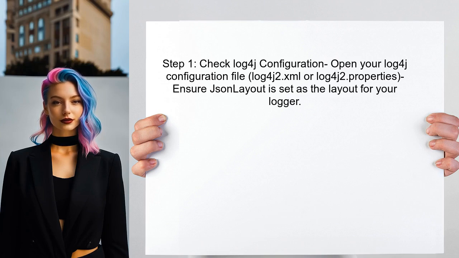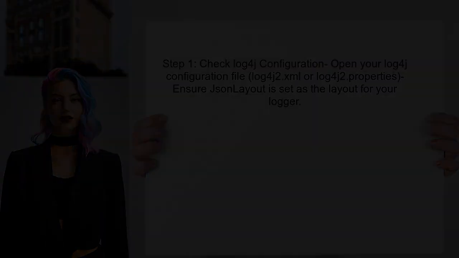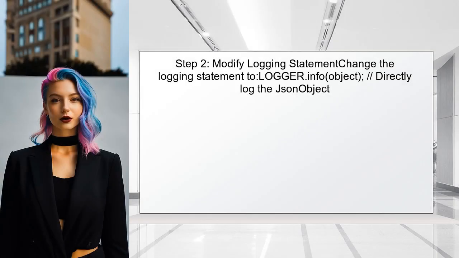First, they should check their log4j configuration file. Next, the user should modify the logging statement to ensure that the JSON object is serialized correctly. Instead of using the placeholder format, they can directly log the JSON object.